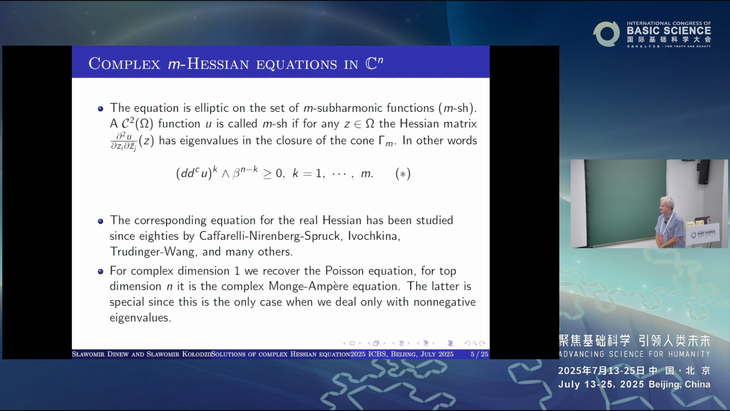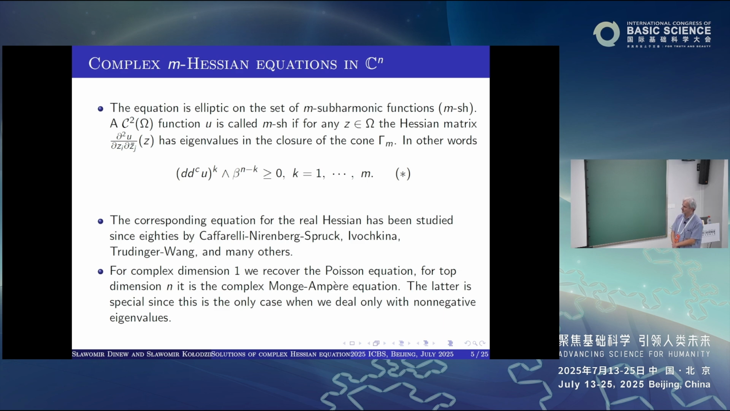Much older is the history of real Hessian equations. They have been studied since the 80s. The basic paper is by Caffarelli, Nirenberg, Spruck. First they solved the Monge-Ampère equation in this context, but then also generalized this to real Hessian equations. Then you have, of course, a different space of functions. They are so-called m-convex functions, among which you try to find a solution.